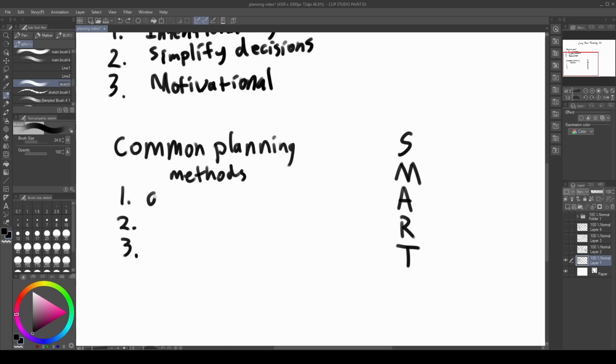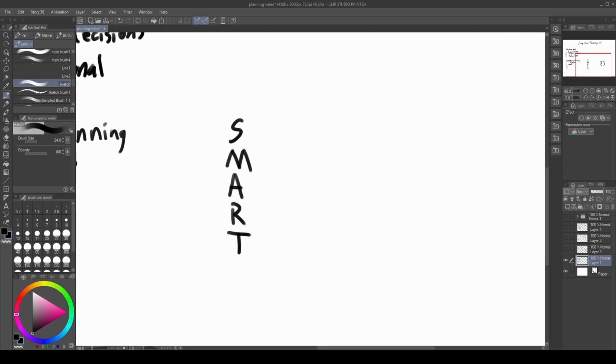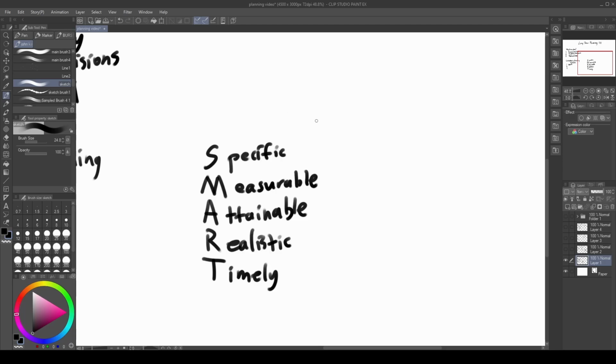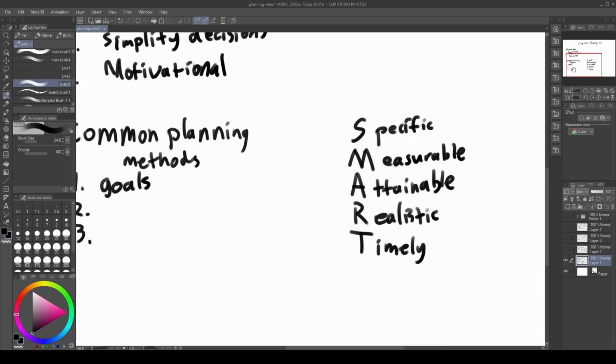First one is goals. And this is like the obvious one. This comes to anyone naturally. But what I'm talking about is not just writing down goals, but also keeping track of specific goals. Because if you're smart, you'll use the SMART method. The SMART method is an acronym that means specific, measurable, attainable, realistic, and timely. These are the 5 criteria you should use to set goals.